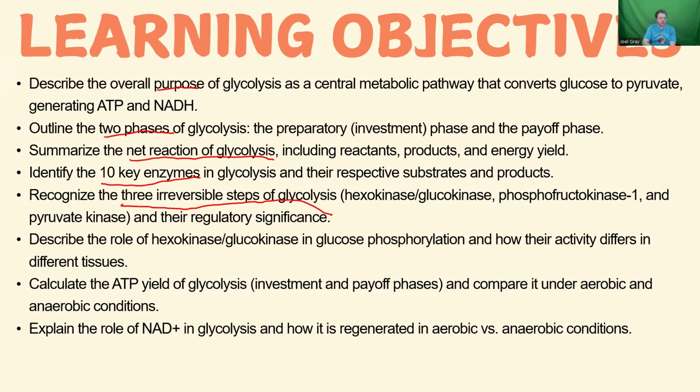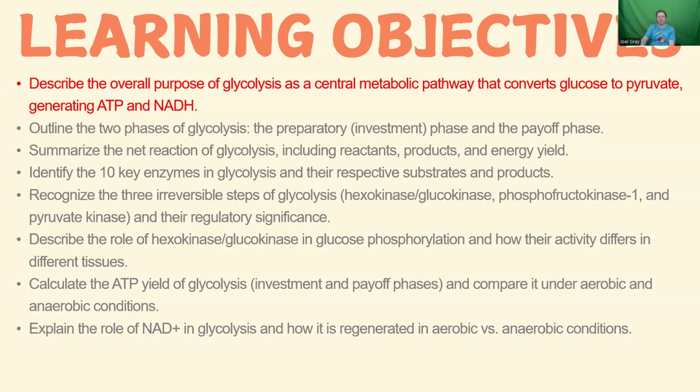We're going to talk about tissue-specific glycolysis, by which I mean comparing hexokinase and glucokinase and how they're utilized in different parts of your body. Then the ATP yield from glycolysis: if we input one glucose molecule, what do we get out of it? And then we're going to explain the role of NAD+, a molecule known as nicotinamide adenine dinucleotide, in glycolysis, and what its purpose is.